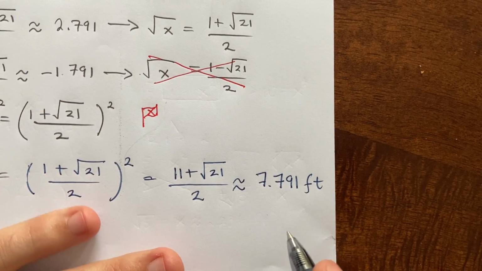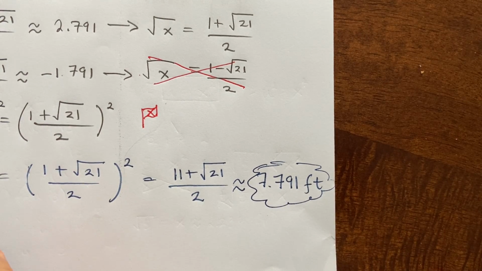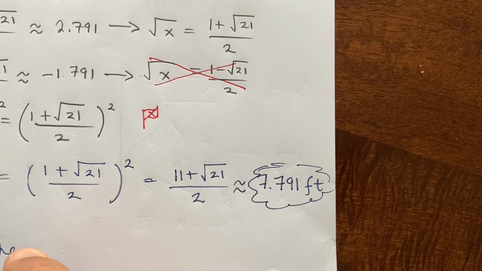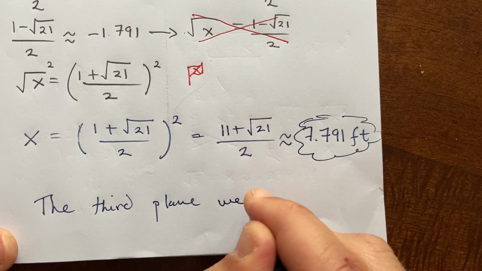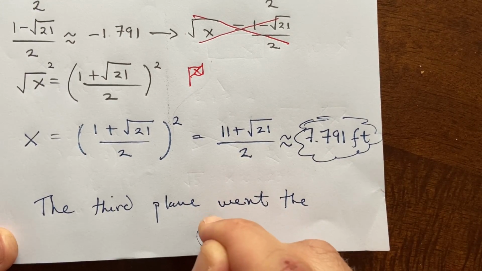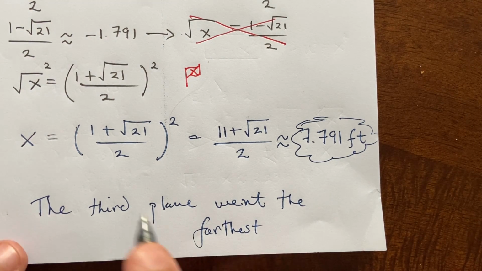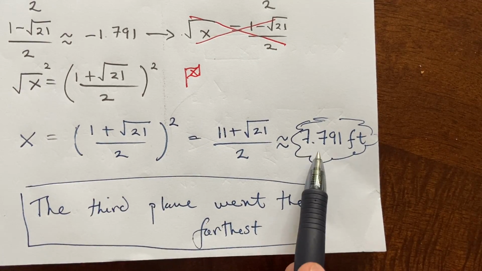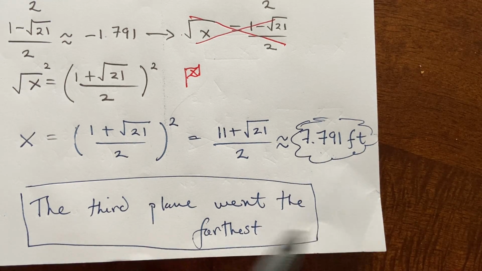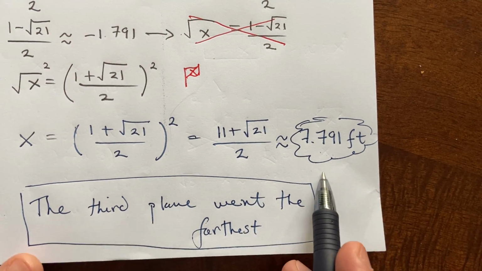So this would be our distance for the third flight. So in other words, because that number is the greatest, the third plane went the farthest. Okay. That was the original question, which plane went the farthest? So we see that this third one went about 7.8 feet. The second one went about 3.1 feet. And the first one went about 2.2 feet. So this one wins.